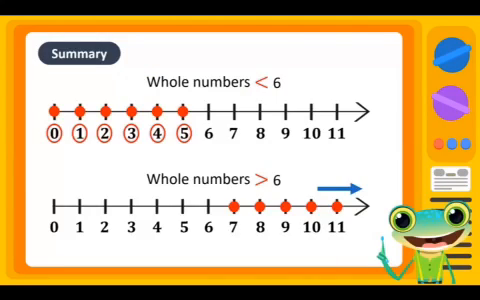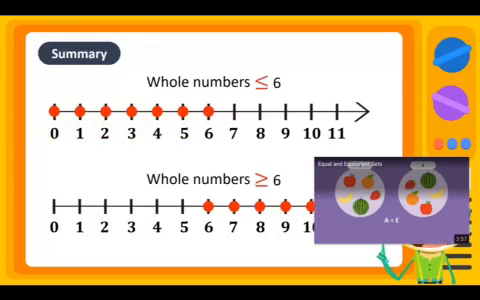Now let us summarize what we have learned thus far. Whole numbers less than 6, and we can represent that on the number line by shading or circling the digits. Remember, if it is less than 6, it cannot include 6. Next one, whole numbers greater than 6. If it's greater than 6, it cannot include 6. The larger numbers are always on the inside, smaller numbers always on the outside.